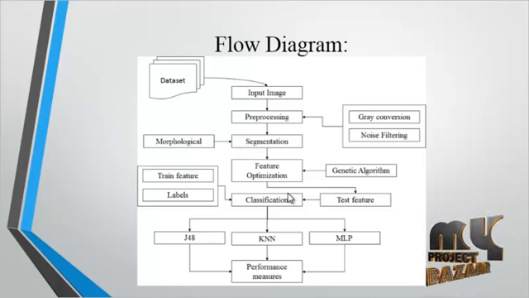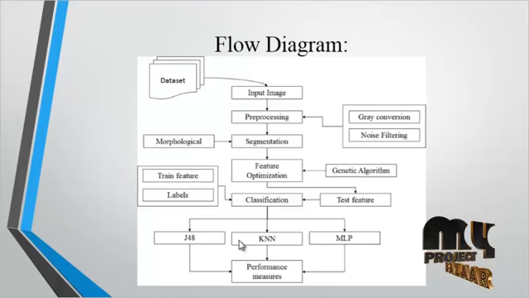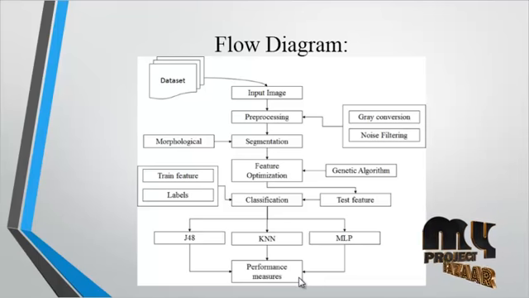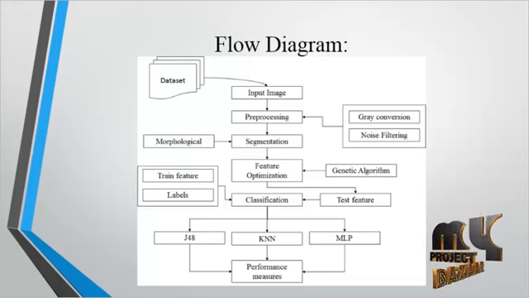In the classification process, we have to give three inputs: first the train feature, then the test feature, then the labels. These three undergo input to the classifiers. Then the classification is done by these three algorithms and the performance measures are carried out separately for the J48, KNN and MLP classifiers. In the performance evaluation, the sensitivity, specificity and accuracy values are estimated and then plotted in graph format.